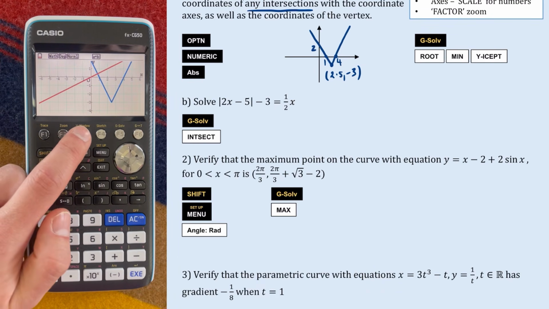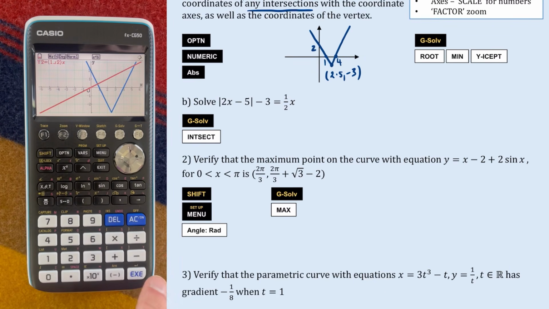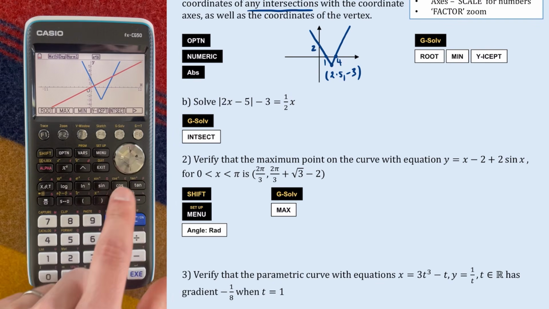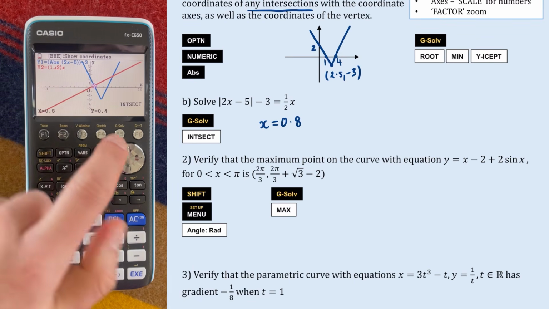I'm just going to reset my visible window to the initial. If I can't see everything that's going on, I can always zoom out like this. Okay, so we want to find out where they are going to be intersecting each other. Now, you could do some algebra to figure this out, but what you're going to need to do is find the intersection. So if we press G-Solve and then intersect, it's going to tell us that one of the solutions is when x is equal to 0.8. So one of the solutions is that x is 0.8, which corresponds to that.